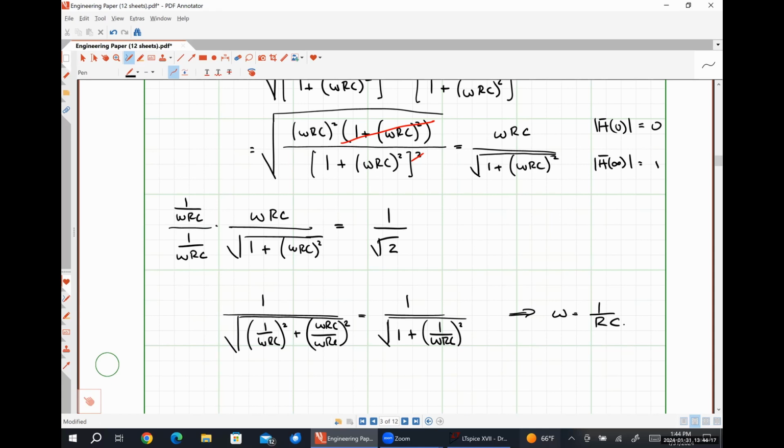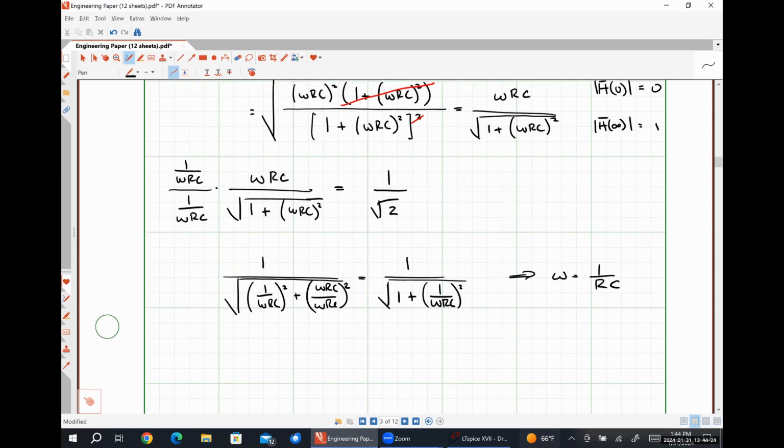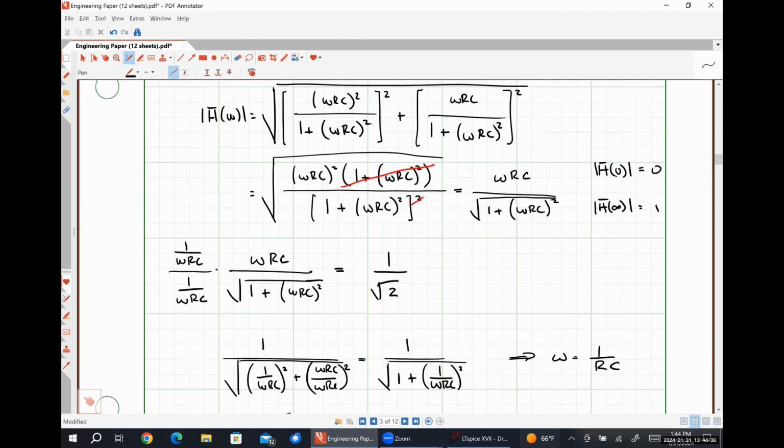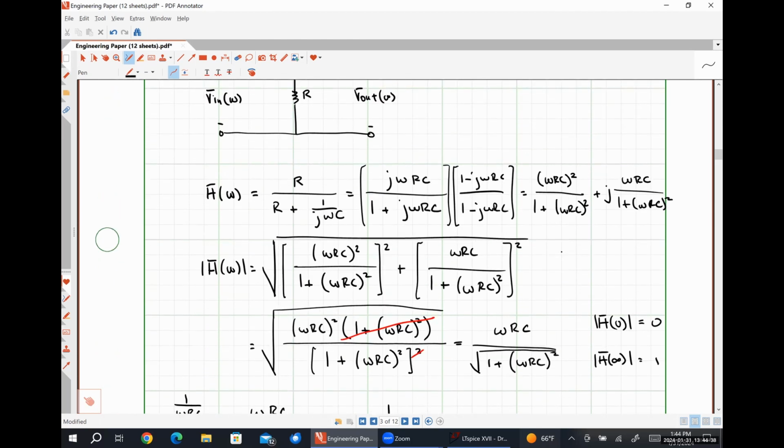Okay. So we know what our magnitude response is. We know what our cutoff frequency is. We've got 1 minute to do our phase response. So let's crank that out really quickly. So theta as a function of omega is the arctangent of the imaginary part. So the imaginary part of this guy is ωRC.